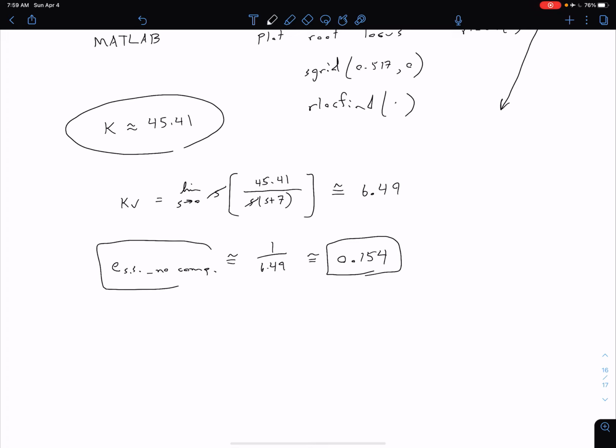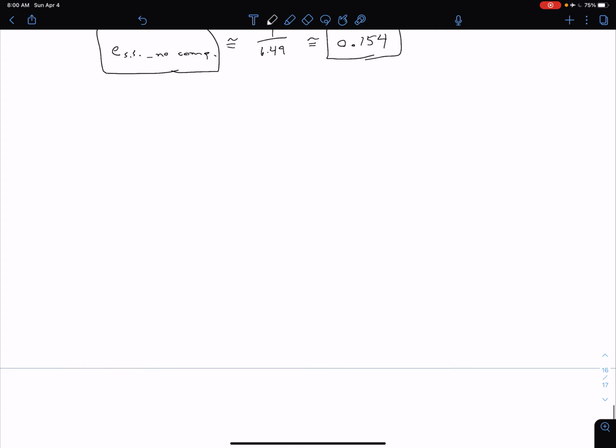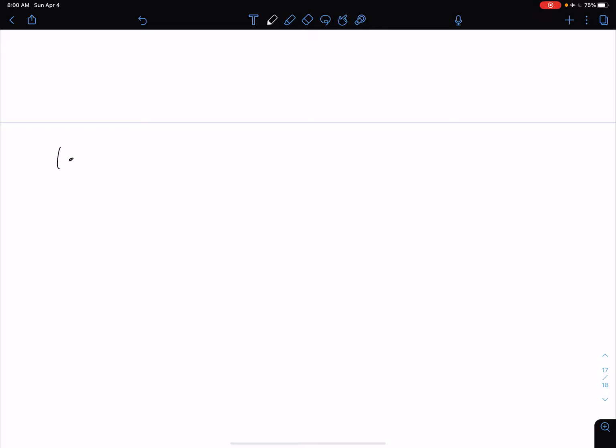So that would be our steady state error without our compensation. So now for part B, we want to design a lag compensator that's going to decrease our steady state error by 20%.